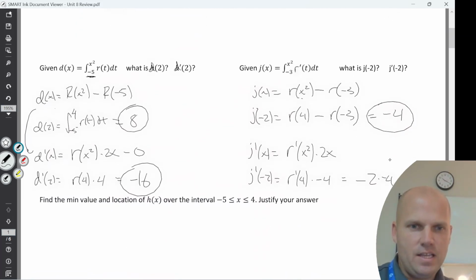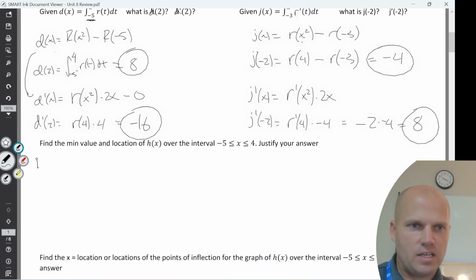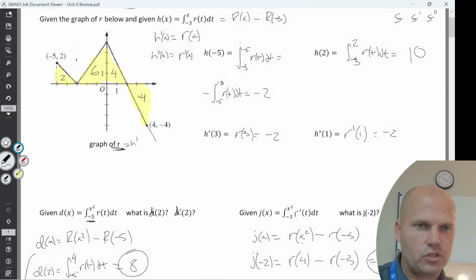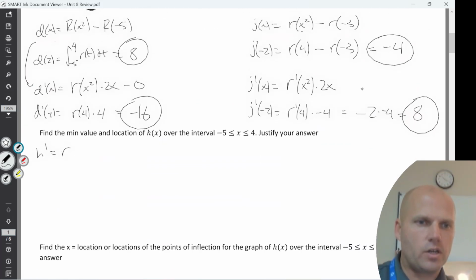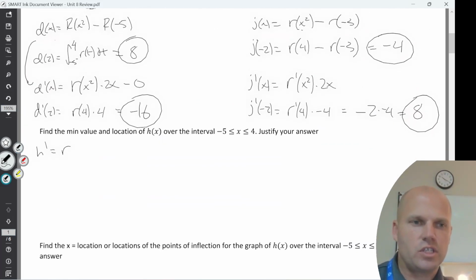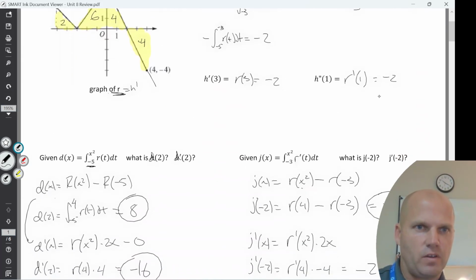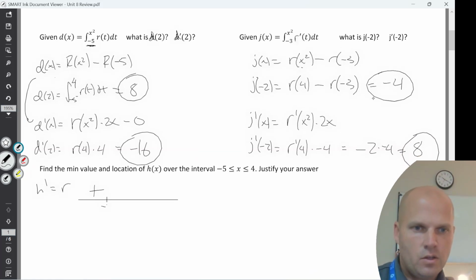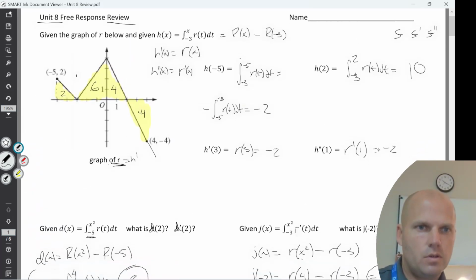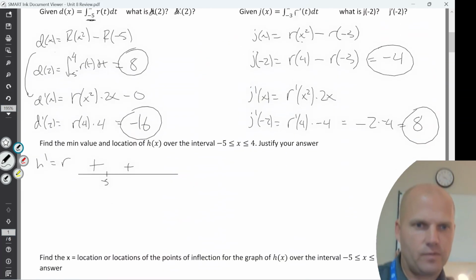Find the minimum value of h. All right, well, I'd love to understand h's derivative and how that's changing. I know h's derivative is r, so this is the graph of the derivative. So I want to know the signs, not increasing, decreasing, rather positives or negatives. It's very important to include all of the zeros because we have to be very specific for our justifications to get full credit. So we got positive until 2, and then negative after that. That means h is increasing, flattening out, increasing, then decreasing.